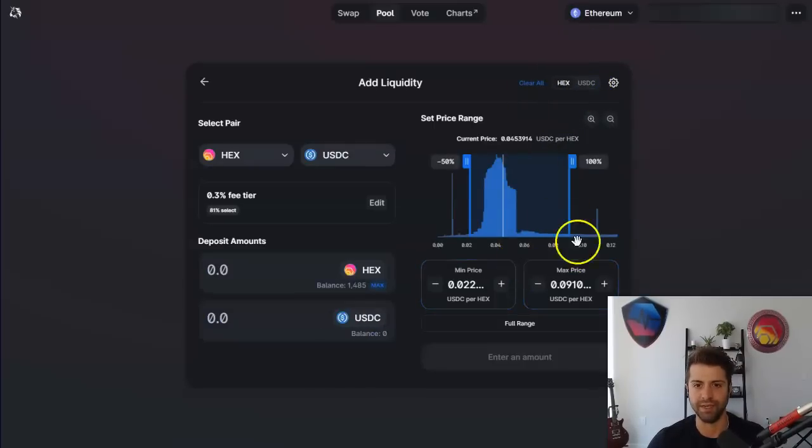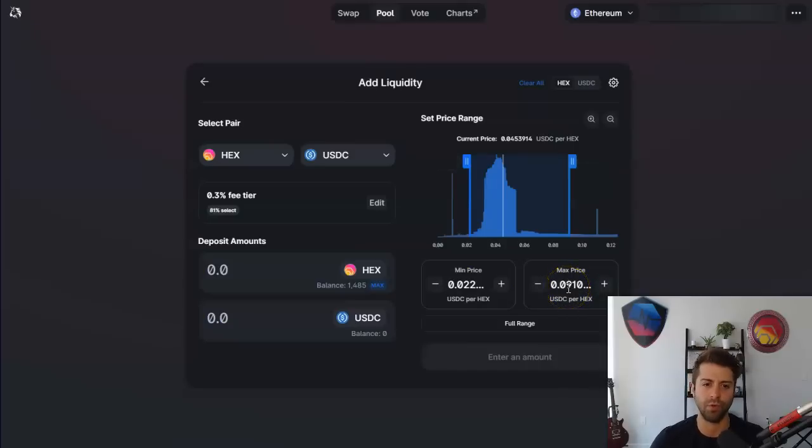And you're going to be able to see HEX in US dollar terms. So this is probably more familiar to you in your mental framework. Okay, so now we can see that we've got a price range defaulted to 2.2 cents per HEX and a high of 9 cents per HEX.